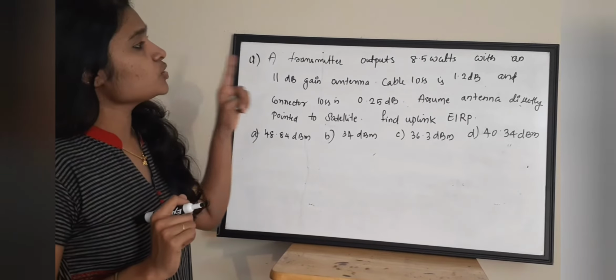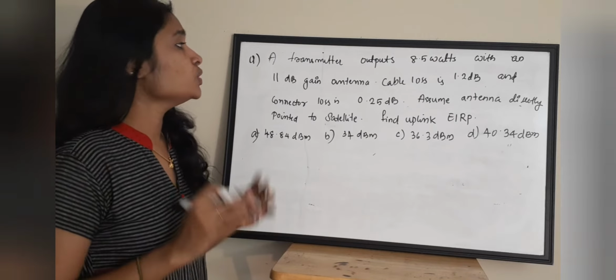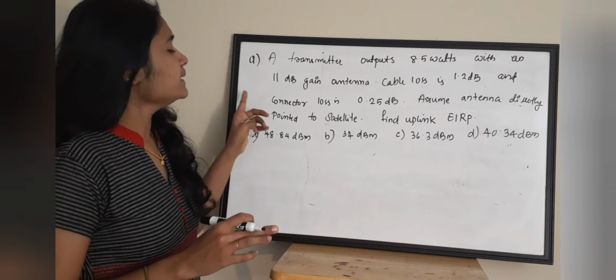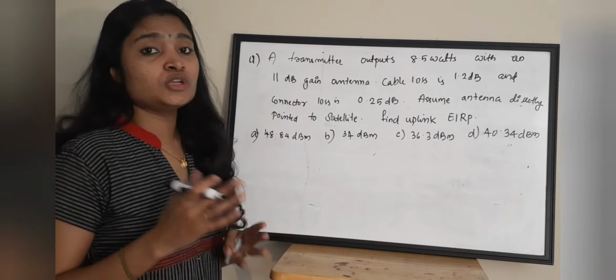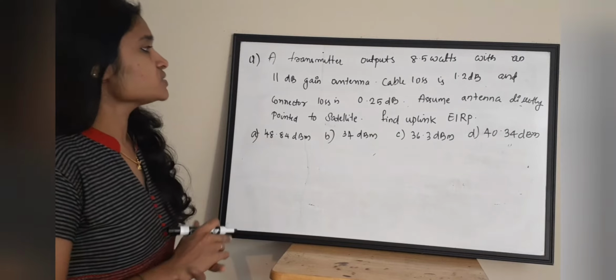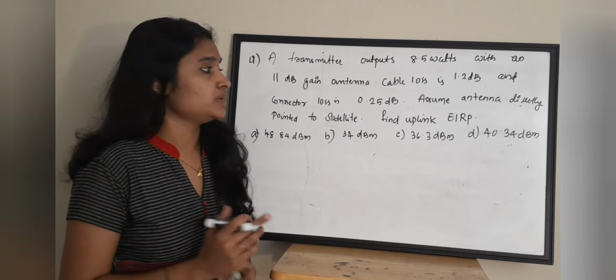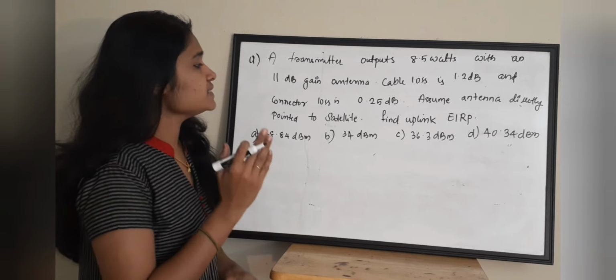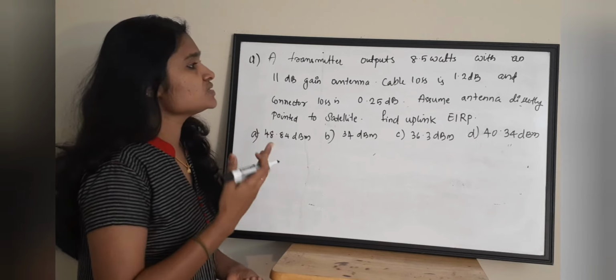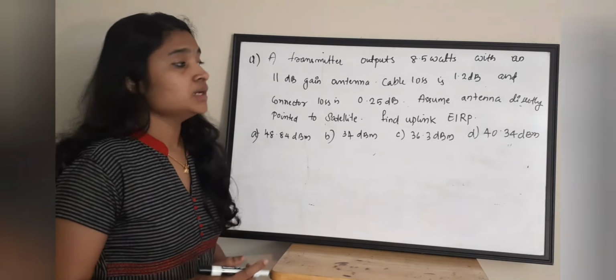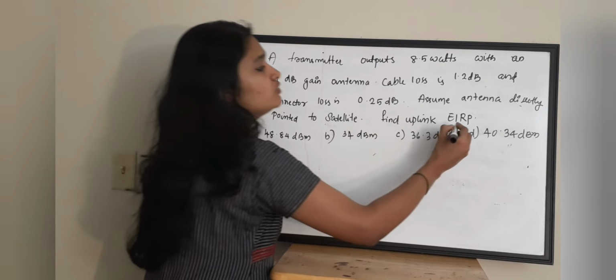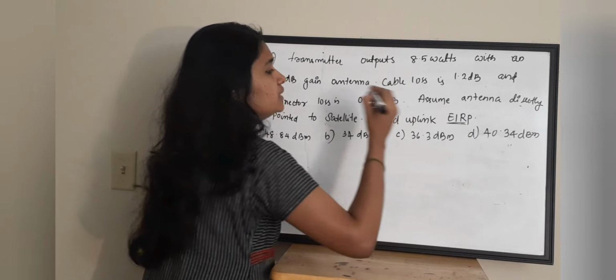A transmitter outputs 8.5 watt with a 11 dB gain antenna. Cable loss is 1.2 dB and connector loss is 0.25 dB. Assume the antenna is directly pointed to the satellite. Find the uplink EIRP. Now, we are not familiar with this EIRP till now.